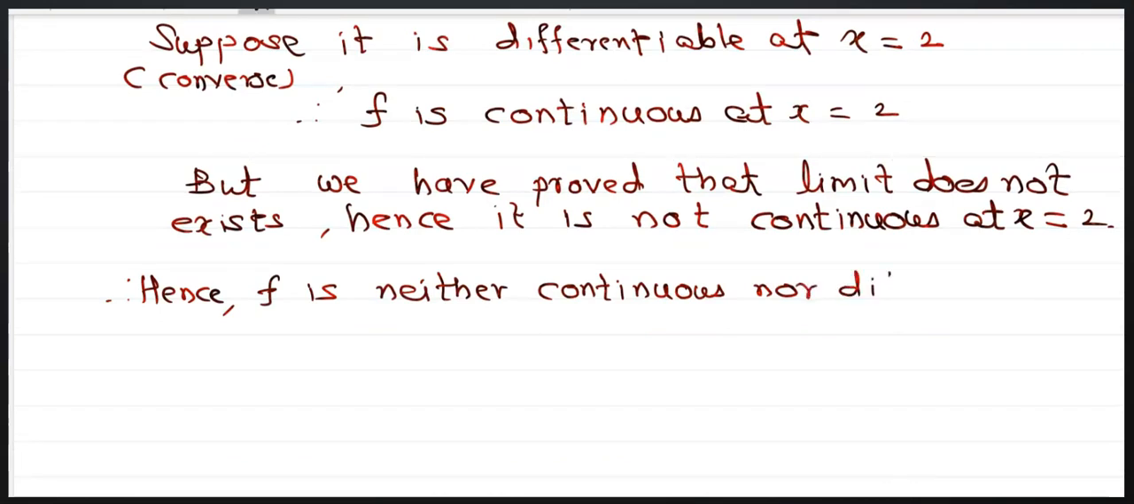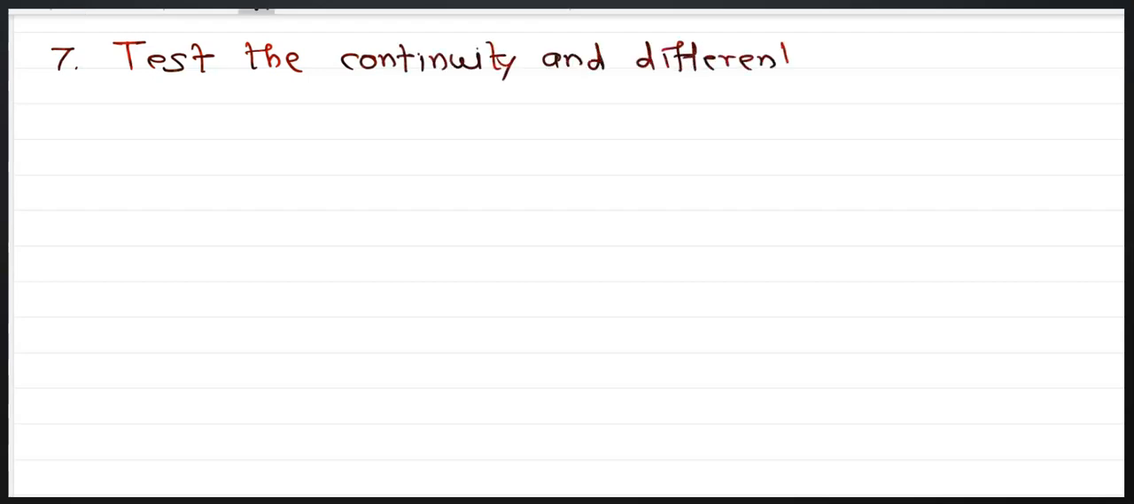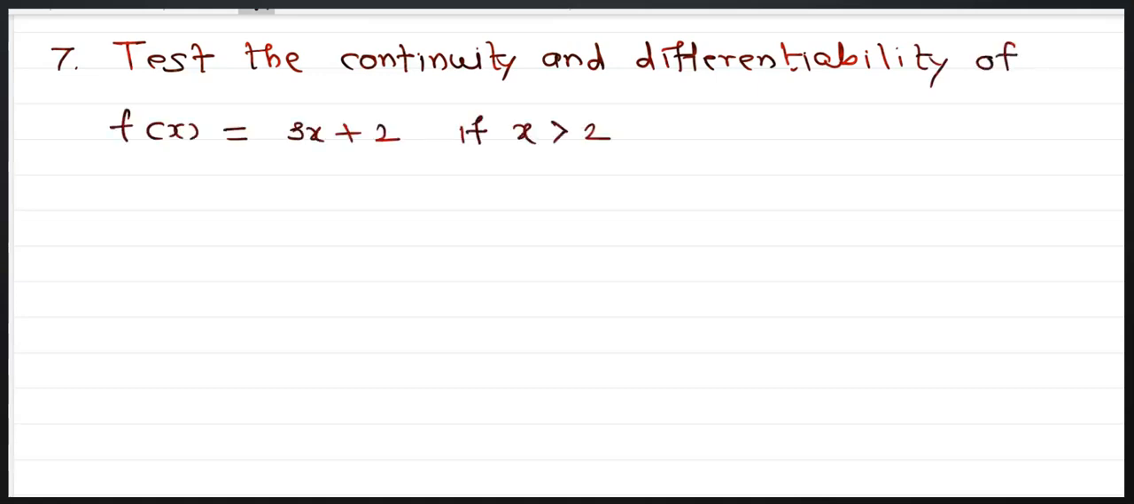These are difficult questions. That is question number 7. Test the continuity and differentiability of f of x equals 3x plus 2 if x is greater than 2, and equals 12 minus x square if x is less than or equal to 2, at x equals 2.